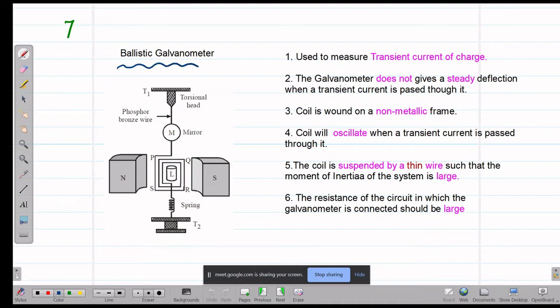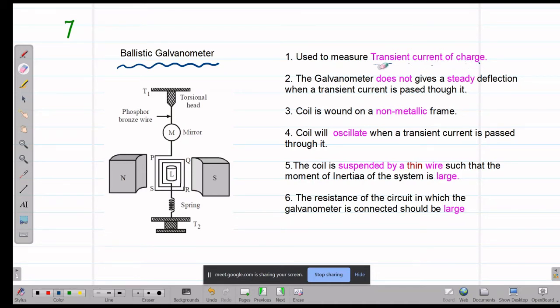So today's lesson is on this concept called ballistic galvanometer. The first point you need to understand is what is a ballistic galvanometer and how is it different from a deadbeat galvanometer. A ballistic galvanometer is used to measure transient current or charge. What is the meaning of transient current? Current that flows for a very short interval of time. Transient current means current that flows for an extremely short duration of time.